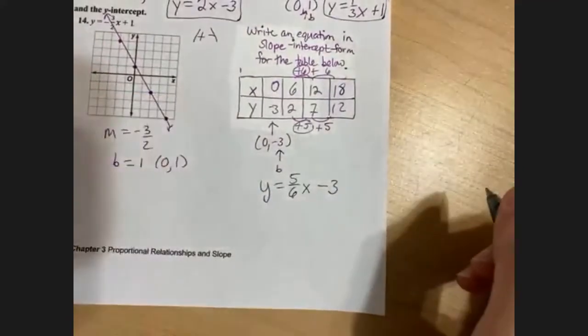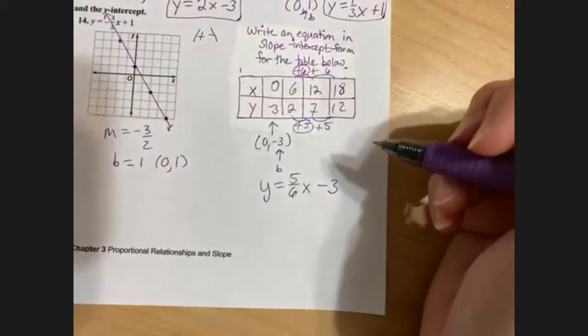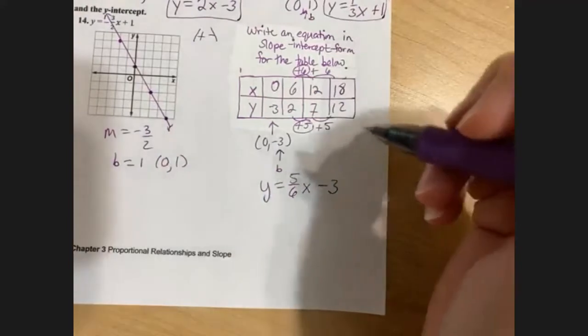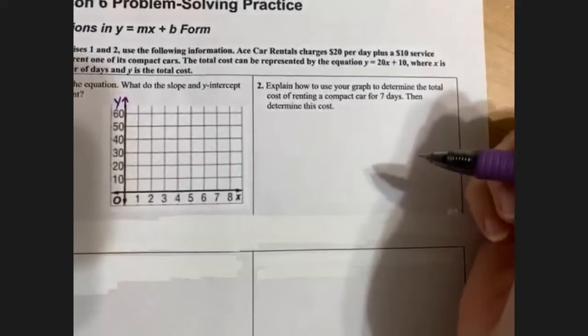So 5/6x minus 3. So some simple ways. You can do lin/reg here too if you want to check it. But there are lots of different ways to check your answers, just by using the information and checking it out.